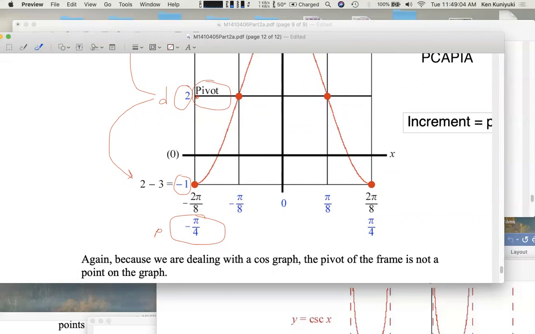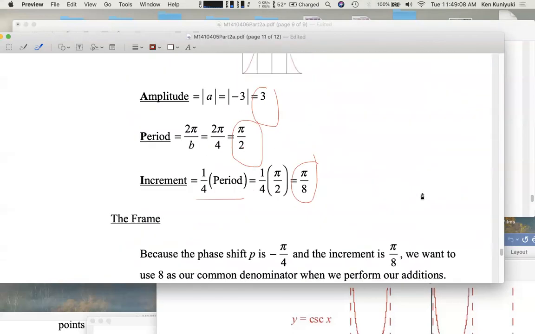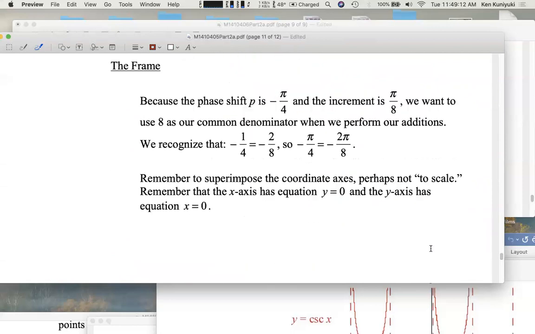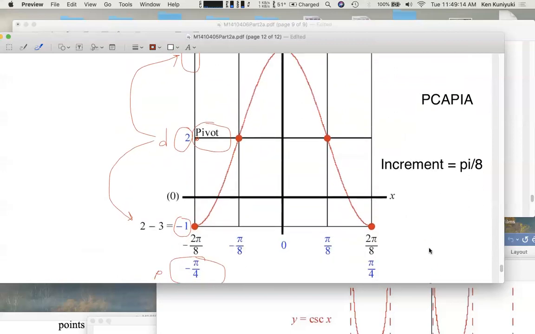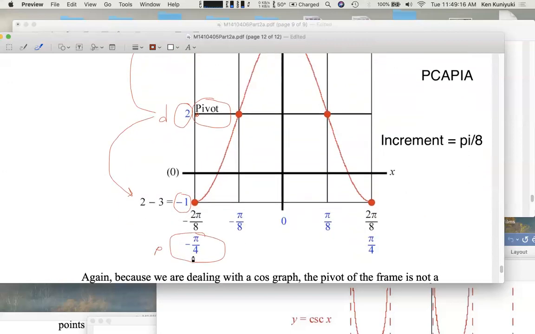The increment was pi over 8. It was 1/4 of the period. Remember, we calculated that up here. It was 1/4 times the period, pi over 8. So let's put this in terms of eighths. Remember that 1/4 is 2/8, so -1/4 pi is -2/8 pi. We can write this as -2 pi over 8. If we put things in terms of eighths, it makes the addition much easier.